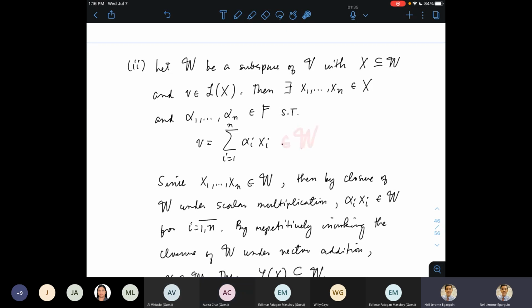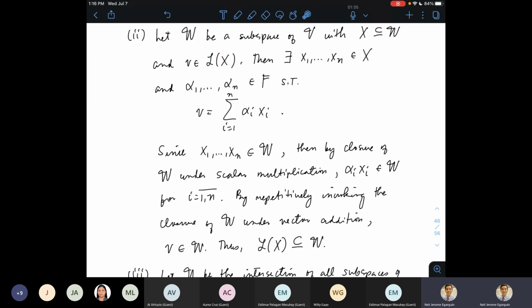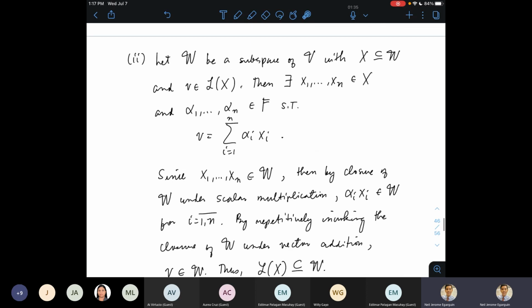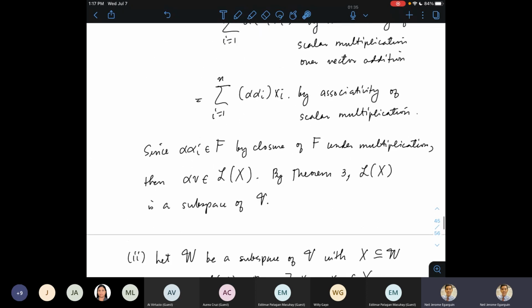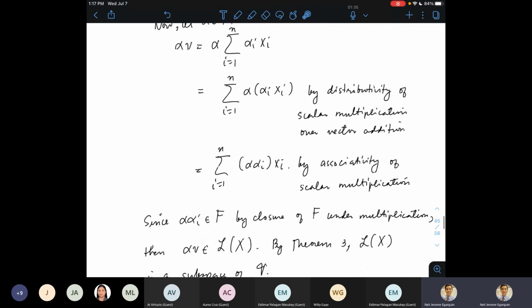So I started with an element of curly L of X, and I ended up concluding that that generic element is also in W. So by definition of subsets, then curly L of X is a subset of W. And we're done. Okay? Now let's take a look at the third statement, unless you have questions.